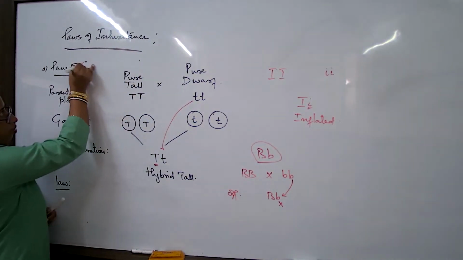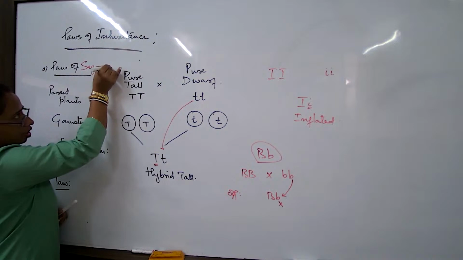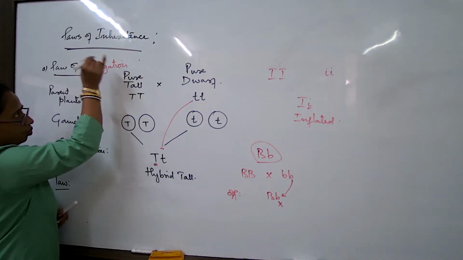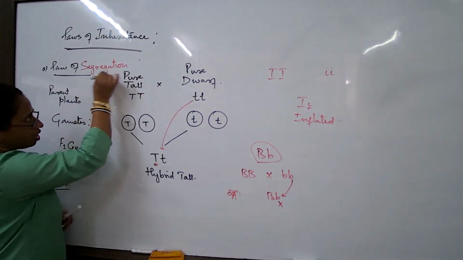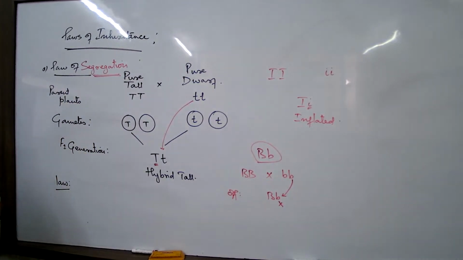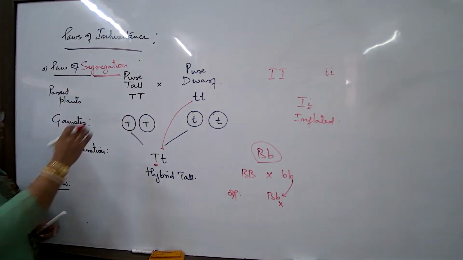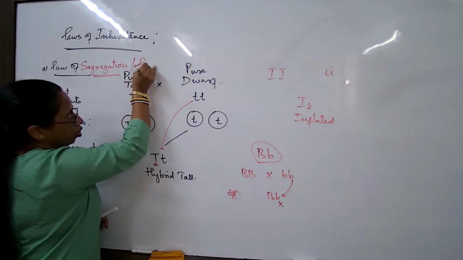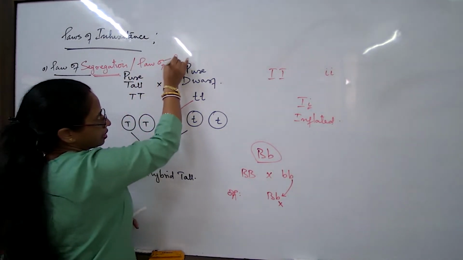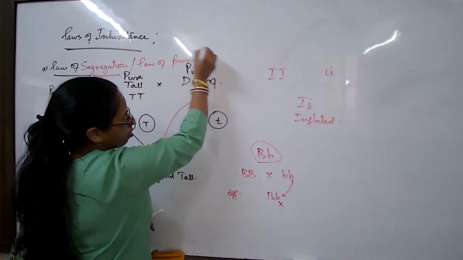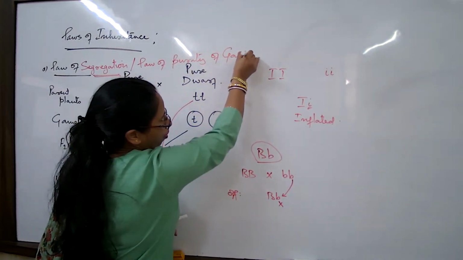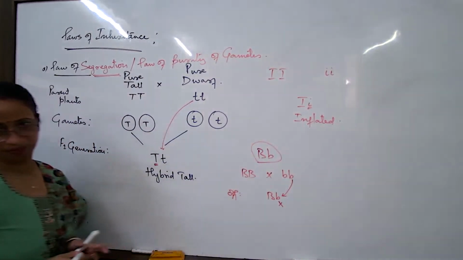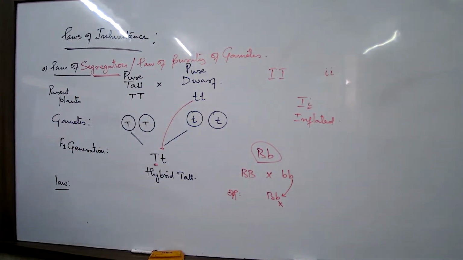Now we move on to the next concept, that is the law of segregation. What is the second law? The second law is known as the law of segregation, or it is also known as the law of purity of gametes. Likho. Now next we are talking about the second law. Law of segregation or the law of purity of gametes.